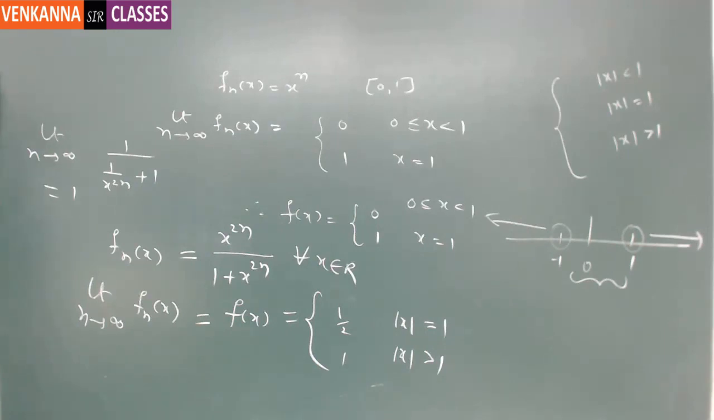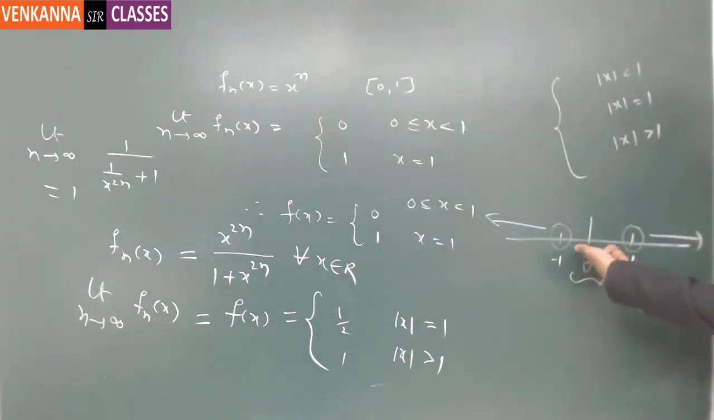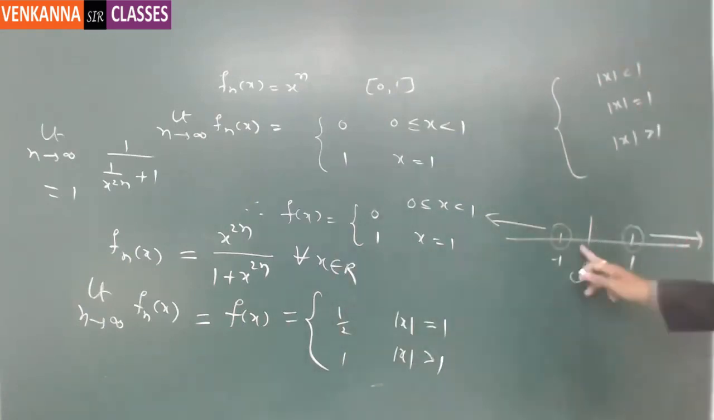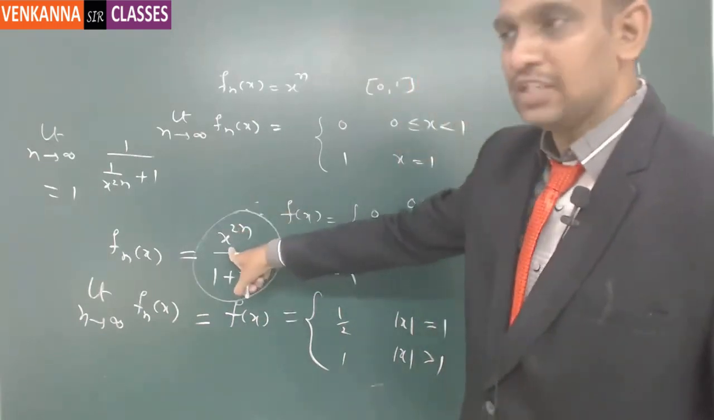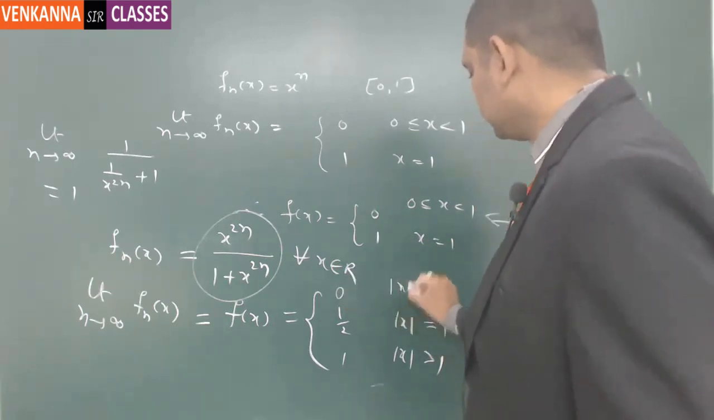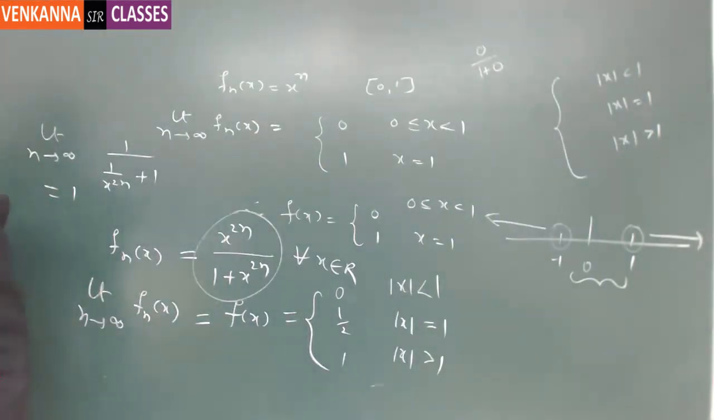Fine. So if you take x between these two, at this small part, then what happens whenever you take a number lying between these two? If you apply the limit for this part, the limit is nothing but 0 by 1 plus 0, nothing but 0. You please check on that. Say x is a number, let me say 0.5. So 0.5 whole power 2n by 1 plus 0.5 whole power 2n. If we apply the limit as n tends to infinity, 0 by 1 plus 0, nothing but 0. Agreed?